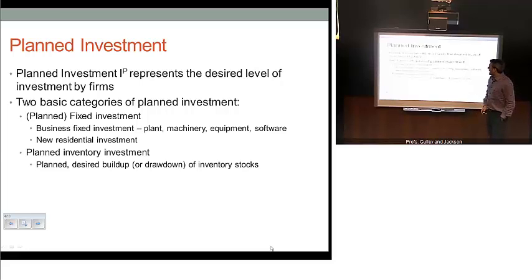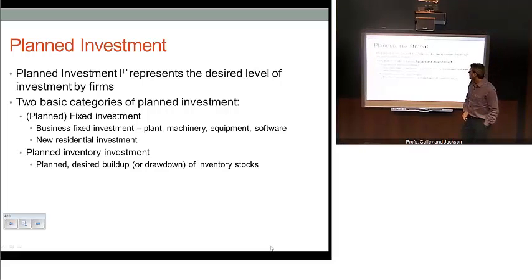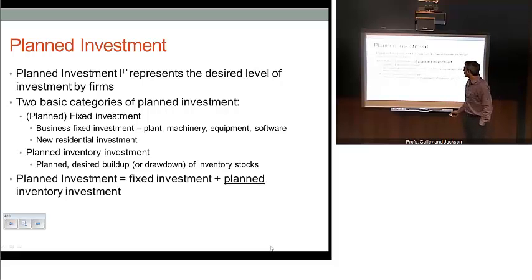And then the second basic category here that we can differentiate is the planned inventory investment. Again, firms may voluntarily decide that they want to build up their inventories, maybe in advance of the economy taking off. They want to be able to have extra goods on hand to be able to sell. Okay, and so firms may choose to voluntarily build up their inventories or draw them down, and that's going to factor into this planned inventory investment. So when we put these pieces together, the total amount of planned investment is just equal to the fixed investment component plus the planned inventory investment component.